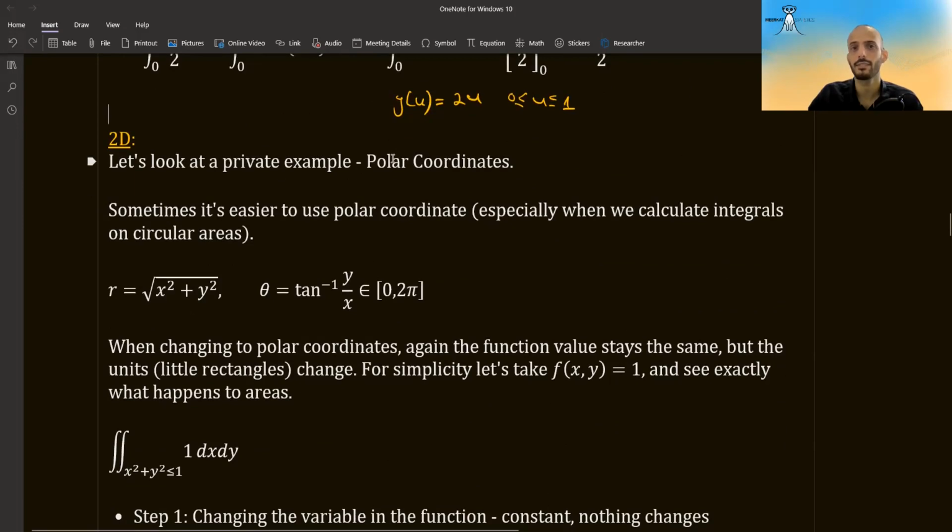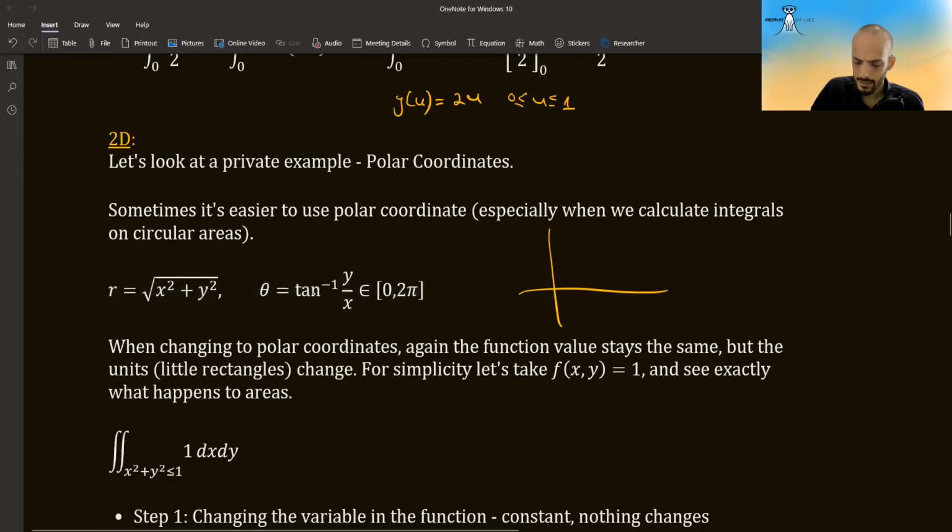And before this, let's look at a concrete example, which is polar coordinates. Sometimes it's easier to use polar coordinates, especially if we calculate integrals of circular areas. And what are polar coordinates? Well, instead of describing each point in space by its x and y position, which is called Cartesian representation, we move to a radius and an angle representation.